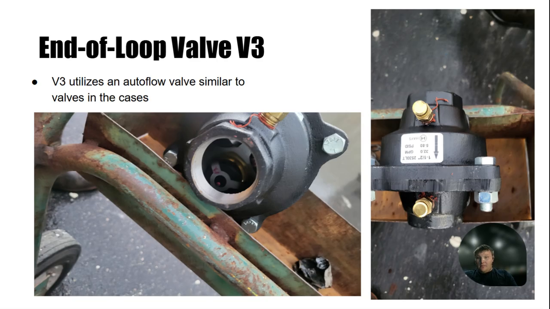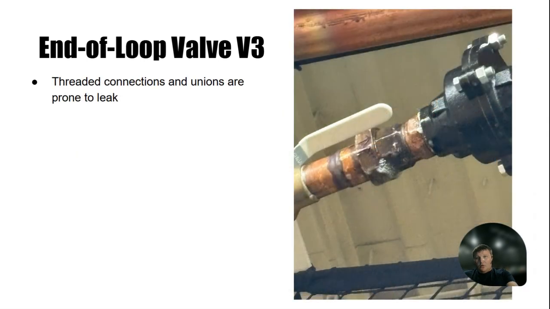Version 3 end of loop valve is one of those Hayes auto flow valves, just a bit bigger, and it does not need manual adjustment like the other ones. One thing to note is these are going together with unions and are prone to leaking. So when you're first installing them, be mindful of that and go here first. Start leak searching here.